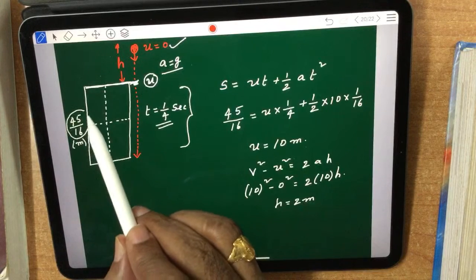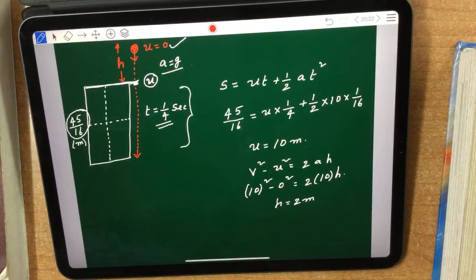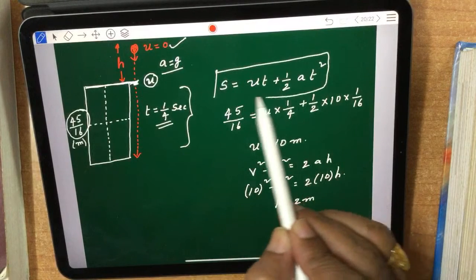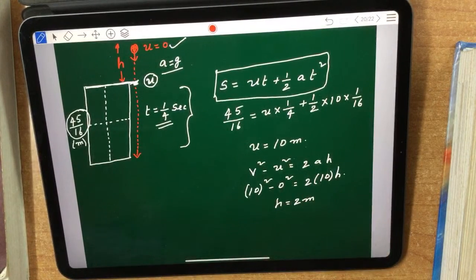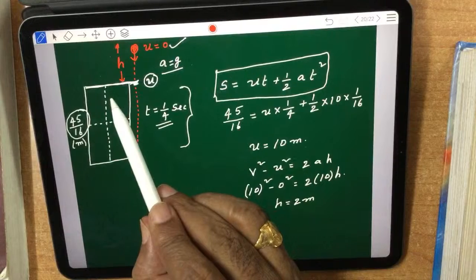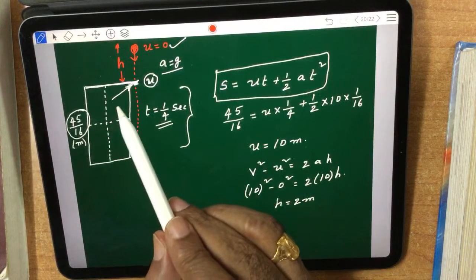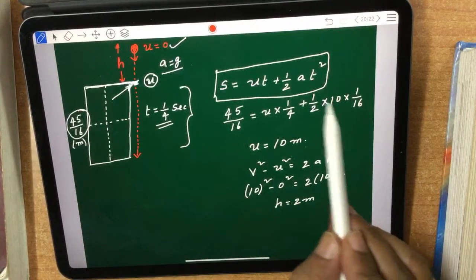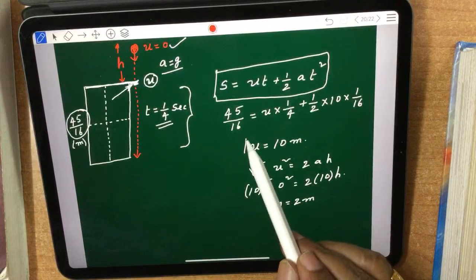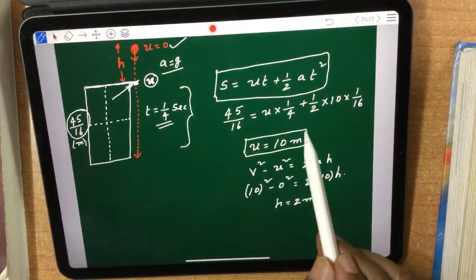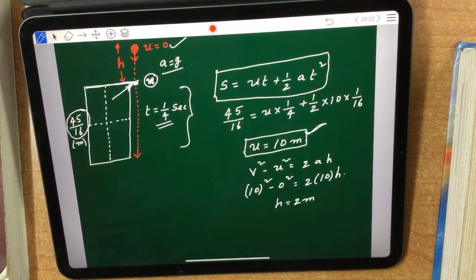Window height is 45 by 16. From this data, I will apply S is equal to ut plus half at square. I will calculate the velocity at the starting point of the window, not the starting point of the object. So I am taking A as g. From that I got the velocity at the starting point of the window, which is 10 meters per second.